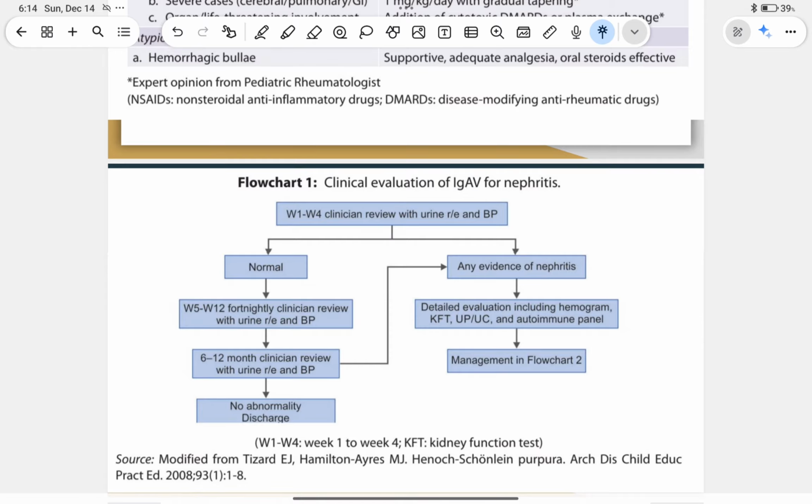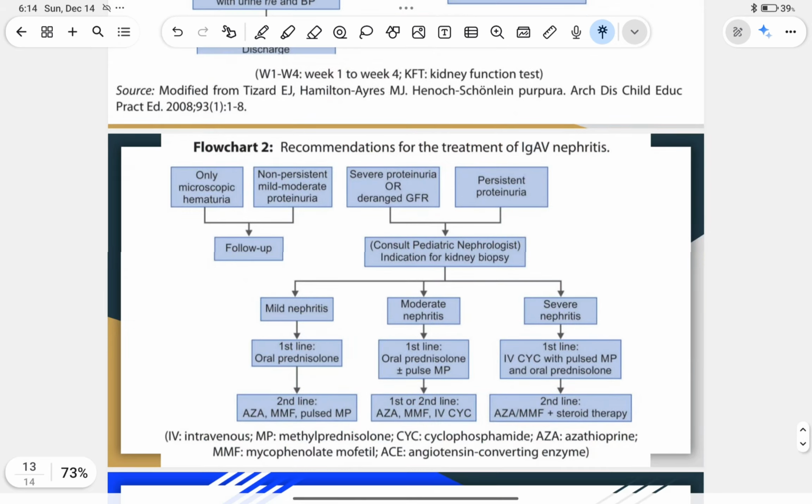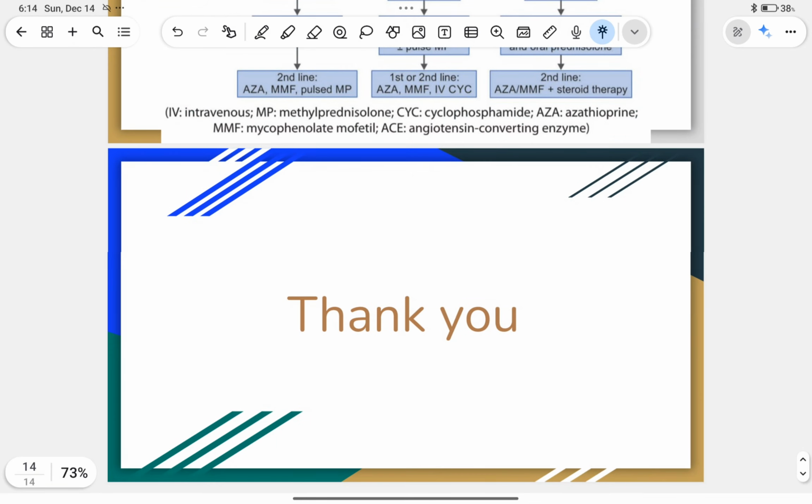The child is absolutely alright. But if there is any evidence of nephritis in between, we will refer the child to a nephrologist. He will evaluate everything and decide the treatment, either oral prednisolone or IV pulse therapy, or he may keep the child on immunosuppressive agents if not responding, like azathioprine and mycophenolate mofetil. Okay, thank you.